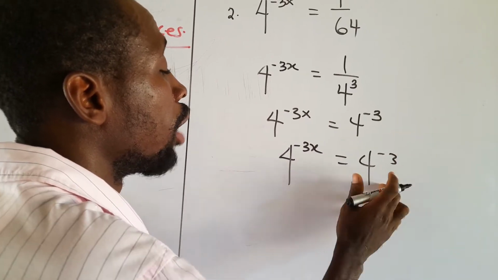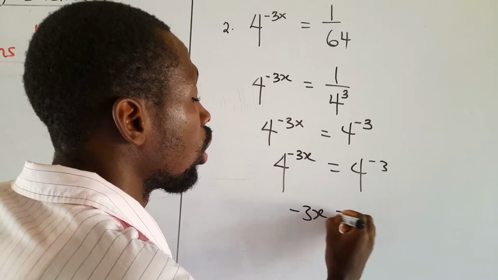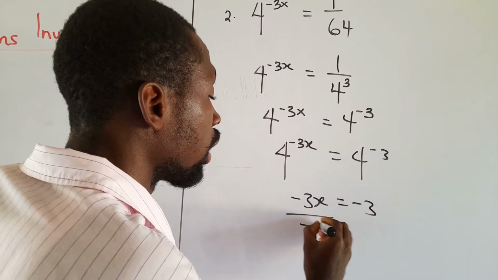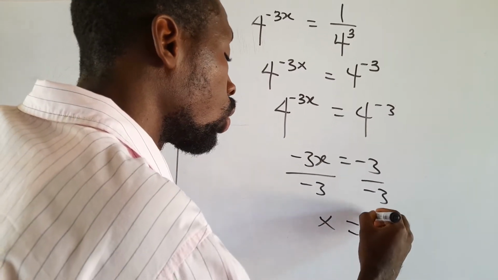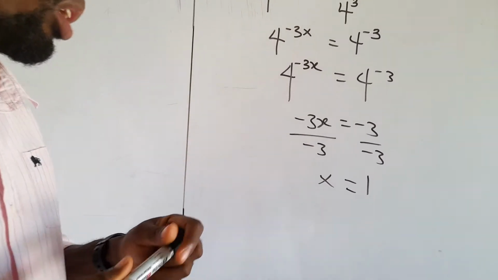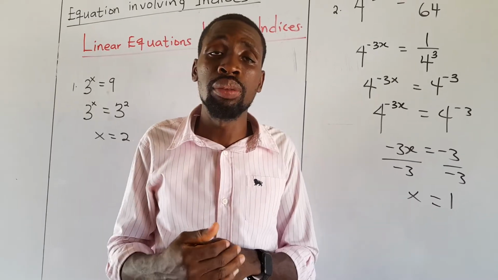Look at it. The bases are the same, so we can equate the exponents. Negative 3x is equal to negative 3. What do we do? We divide both sides by negative 3. So x will be equal to 1. Very easy. So that's it. The value of x is 1. We'll solve another example so that you'll be abreast with the concept.